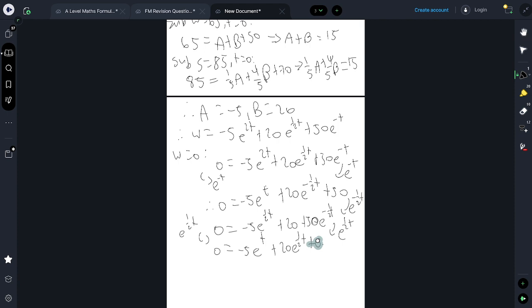But that's weird. So that's saying e to the half t is the same as e to the minus a half t. Have I done this right? Hang on, let's have a look. Oh no, no, no. Because I'm timesing by e to the minus t. No, I was meant to divide by e to the minus t. Sorry. There we are. Let's go back.